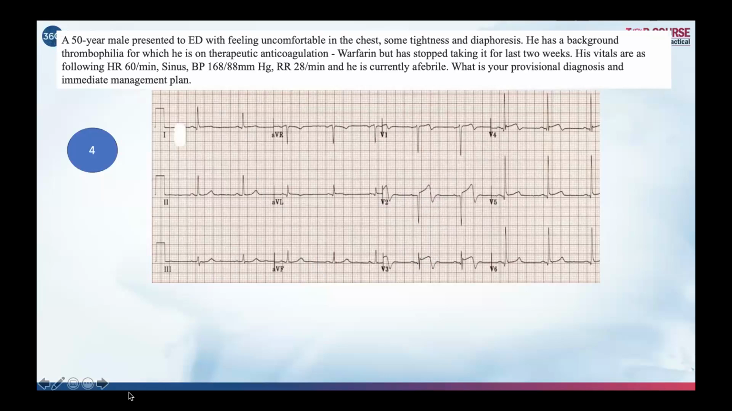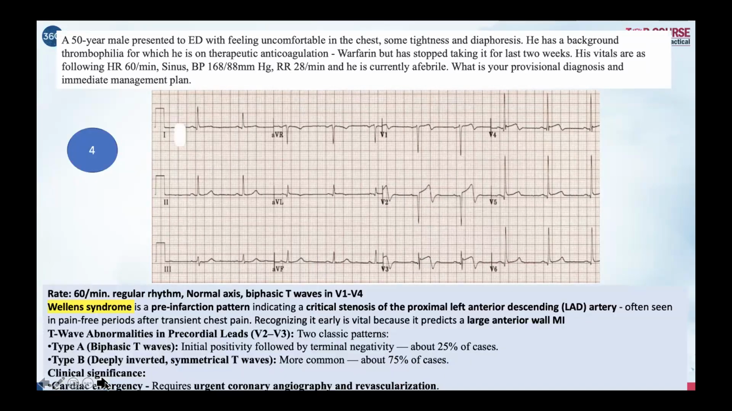Somebody says De Winter. Okay, so this is a STEMI equivalent. You have to know certain ECGs which are very critical and need to be diagnosed immediately, because the intervention needs to be done immediately. These are the STEMI equivalents: De Winter, Wellens, new onset LBBB, hyperacute T waves. These are the STEMI equivalents which you can never miss in an ICU.